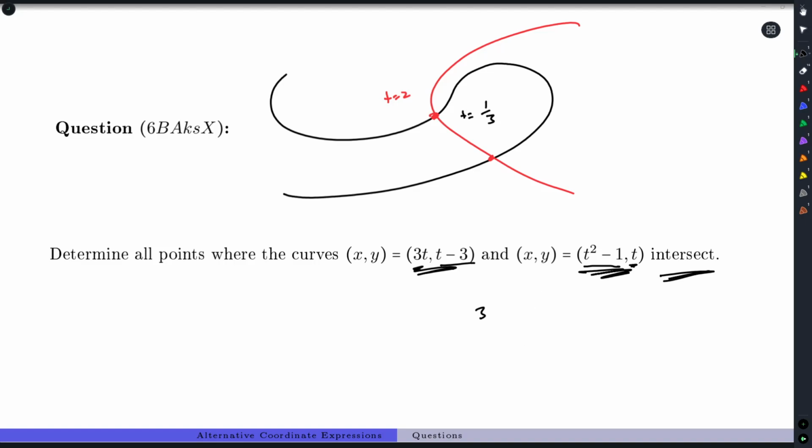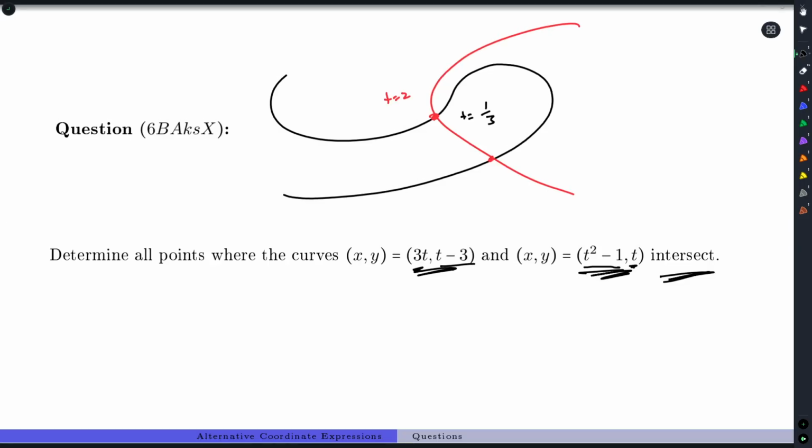So you pick one curve, whichever curve you like, whichever curve you dislike, it doesn't matter, but you give it a new parameter. I see t's, so I'm going to stick with s's for my second parameter. And so the one curve we will keep as 3t, t minus 3. But the other curve, we will make it s squared minus 1, s. I'm just going to go back and double check, make sure I copy both of these correctly, because there's nothing worse than finding the points of intersection between the wrong curves. But everything looks good there.